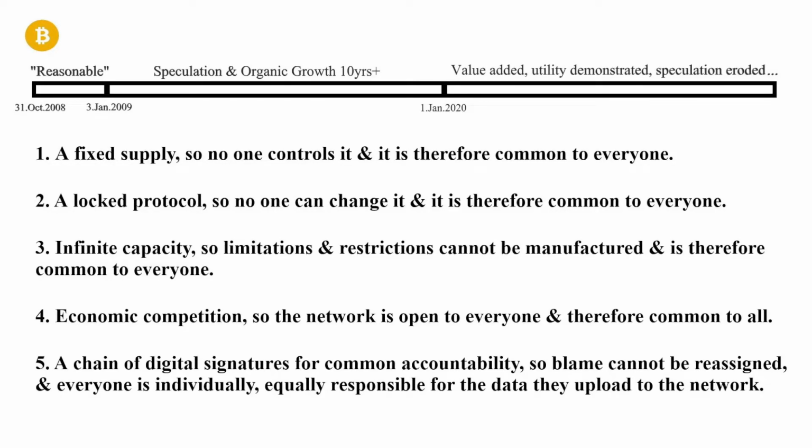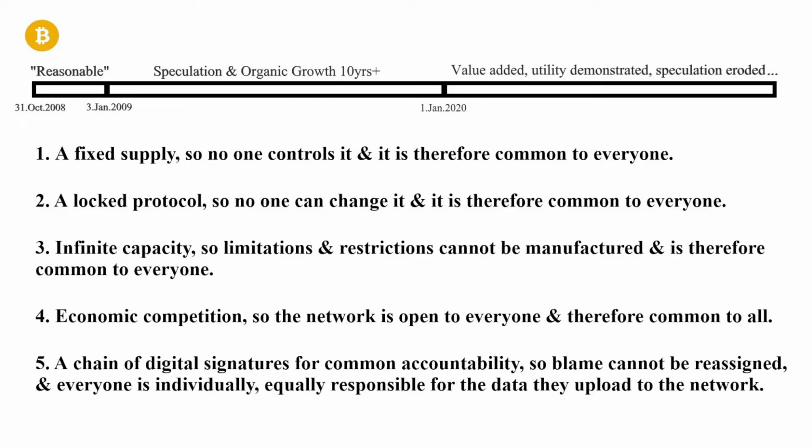Now, there are 5 principal constructs that create a digital commodity network that must be in place at all times, and they are: number 1, a fixed supply, so no one controls it and it is therefore common to everyone. 2, a locked protocol, so no one can change it and it is therefore common to everyone. The protocol is the rule set, it is the foundation to which the digital network is built upon. 3, infinite capacity, so limitations and restrictions cannot be manufactured and it is therefore common to everyone. 4, economic competition, so the network is open to everyone and therefore common to all.